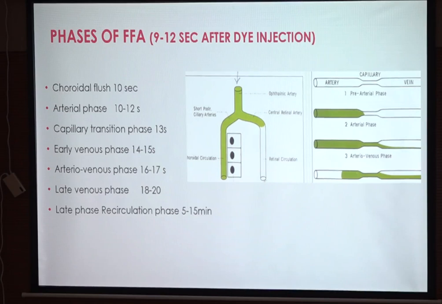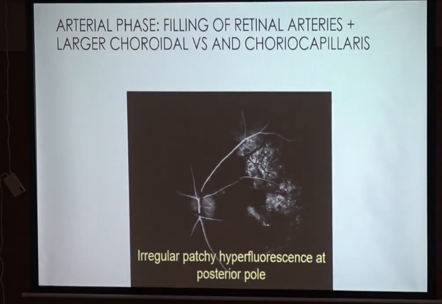Then there's the arterial phase. The arteries of the retina are filled in with the dye, followed by the capillary transition phase a second later, then the early venous phase, which appears as a trilaminar flow, due to the plasma flowing towards the side of the vessels. So you have this trilaminar flow. I'll be showing you the pictures. Arteriovenous phase is next, then the late venous phase, 16 to 70 seconds after dye injection. And then you have the recirculation phase, when the dye is getting washed away from the eye, and the lesions can take up the dye, which are pooling or staining of the dye.